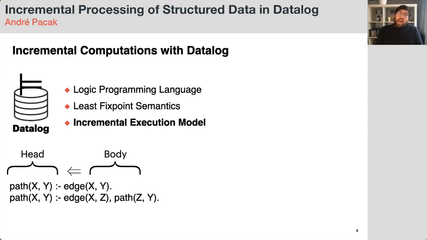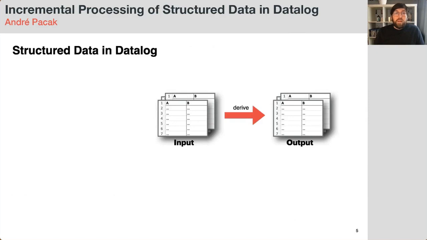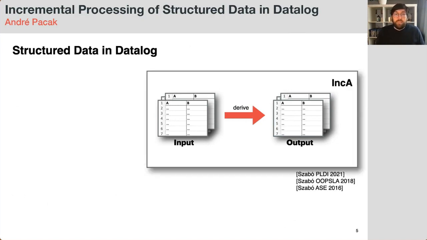The inputs and outputs of Datalog are relations. Because we are interested in incremental Datalog solvers, the incremental user interaction with relations consists of insertions and deletions of facts. Datalog processes relations of atomic data. The incremental processing of Datalog has been explored since the 80s and has been the focus of Inca.